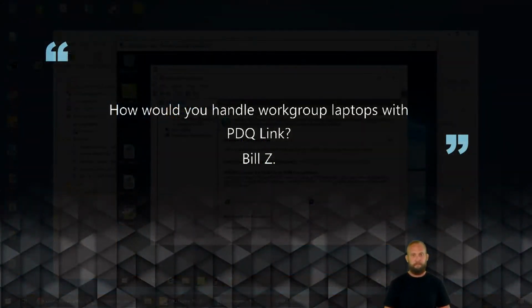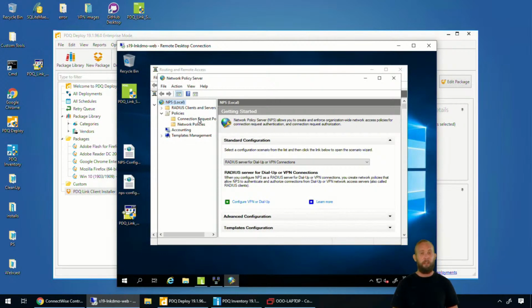Hey Josh, how would you handle work group laptops with PDQ Link? Thanks again, Billy Z. Hey Bill, what you're going to need to do on those work group laptops, I'm going to assume that the users on those work group laptops have AD user logins that are in the AD security group you pointed to with Link. So what you want to do is install the Link client on a domain joined machine, and then look at that VPN profile that was built. You can then take that VPN profile, put it on those workgroup computers, but then your users are also going to have to manually connect and disconnect and manually authenticate every single time, but at least they can connect to your server.